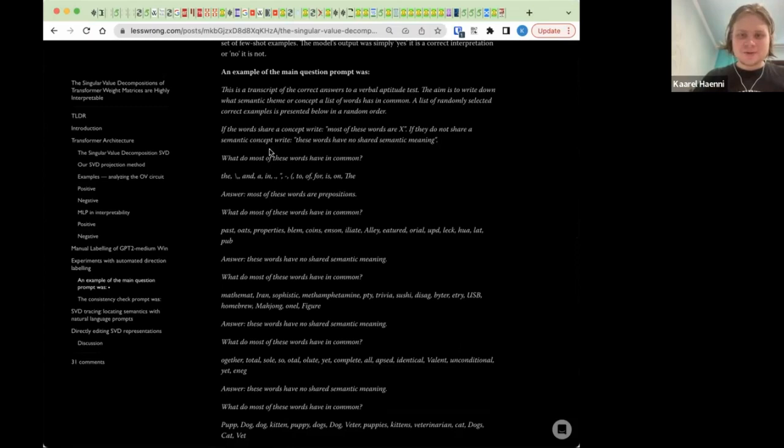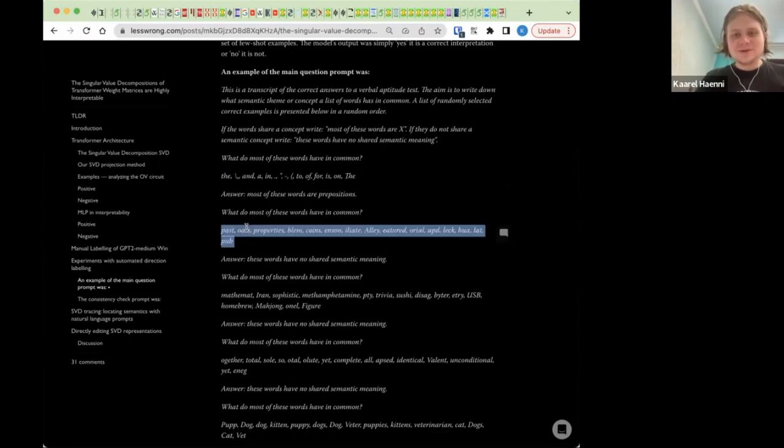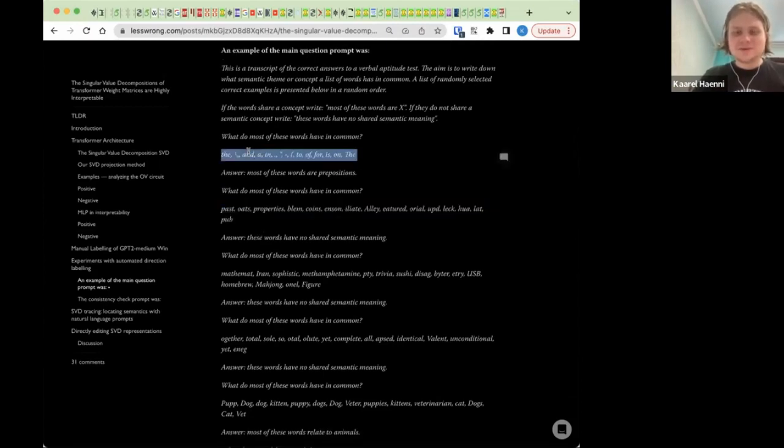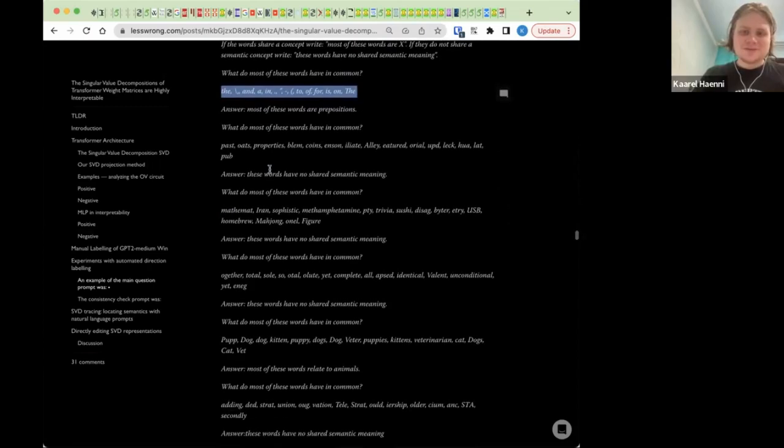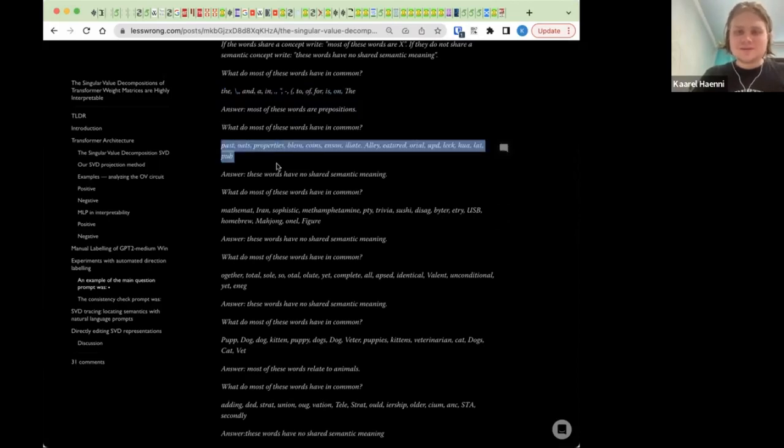To contrast it with the OpenAI paper: what they do here is basically ask the model to do the task that humans are doing. The human task is figuring out whether some set of words has something in common. For example, what do all of these words have in common: the, and, a, in? The answer is that most of these words are prepositions. Whereas for other lists of words there might be some directions which are not interpretable, like for instance this list of words: past, oaths, properties, blem, coins, ensign, iliate, and so on. Plausibly it just doesn't have a shared semantic meaning.